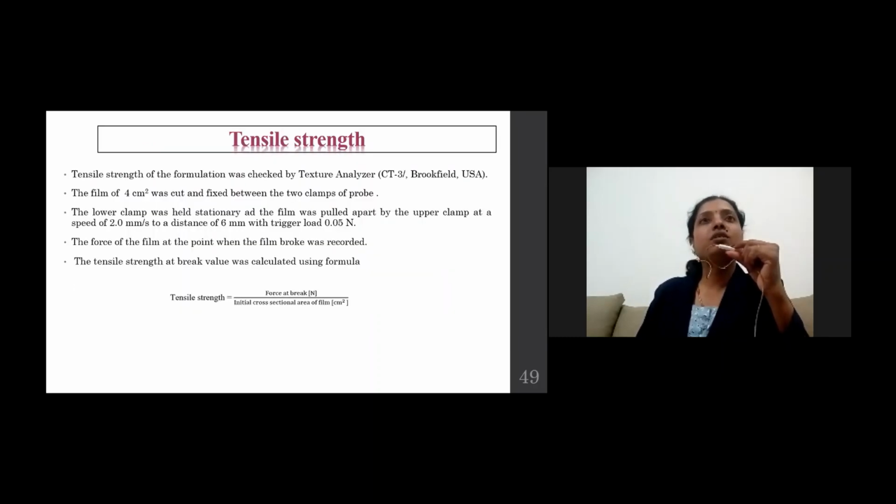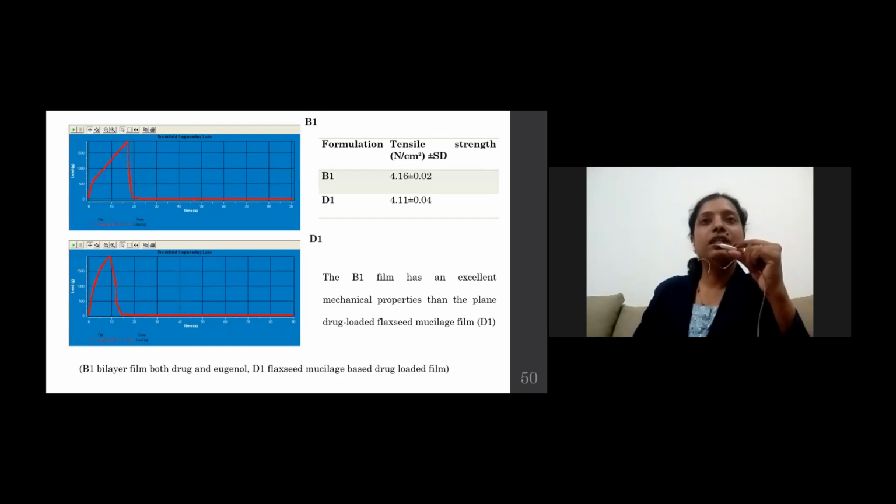Then tensile strength was analyzed to determine the mechanical strength. It was carried out by the Brookfield tensile strength tester, and for the primary layer it was 4.11 newtons per centimeter square, and for the secondary layer the mechanical strength is slightly higher than the primary layer.